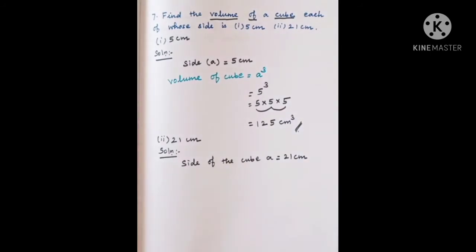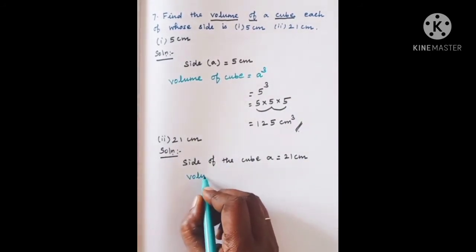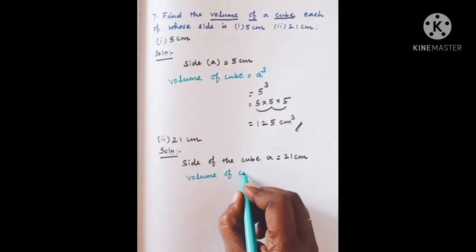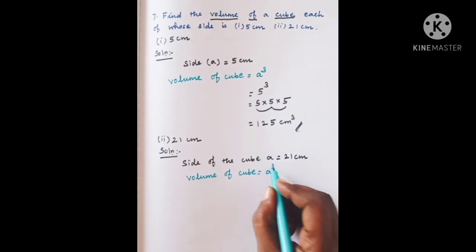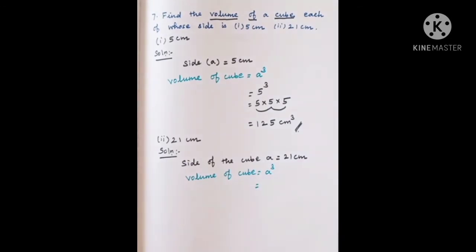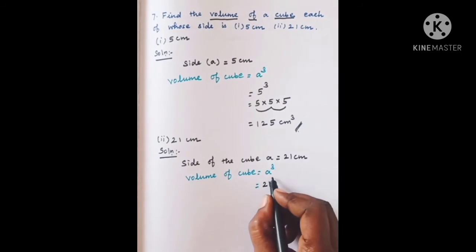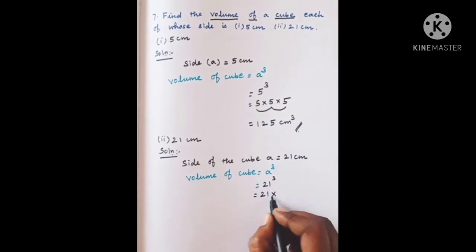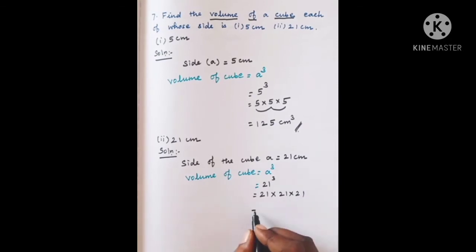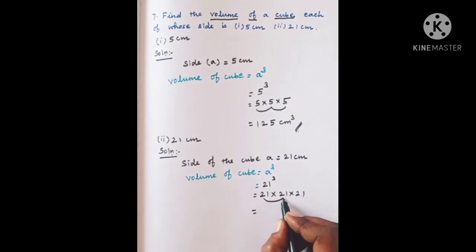Now we have to find the volume of cube. What is the formula to find the volume of cube? Volume of cube is nothing but A cube. This is the formula. So here it is 21 cube. So 21 cube is 21 into 21 into 21. So multiplying these two numbers and finally multiplying the answer with this number, you will get 9,261 centimeter cube. This is the answer for the seventh sum, second subdivision.